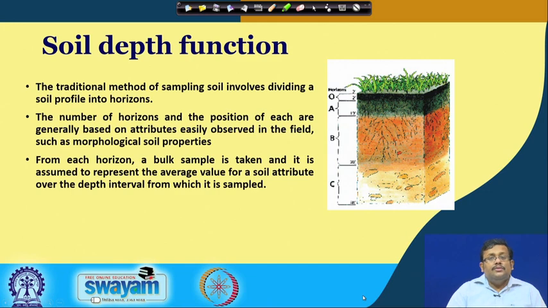So, what are these steps? Well, the first step is the soil depth function. The traditional method of sampling soil involves dividing a soil profile into horizons, as you can see O, A, B and C, and the number of horizons and the position of each are generally based on attributes easily observed in the field, such as morphological properties. We have already discussed that. From each horizon a bulk sample is taken, and it is assumed to represent the average value for a soil attribute over the depth interval for which it is sampled. For example, if we take a bulk sample from the B horizon, then we generalize the property of that sample as the representative property of the B horizon.